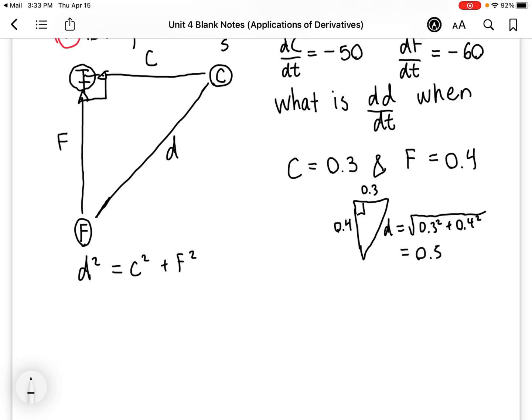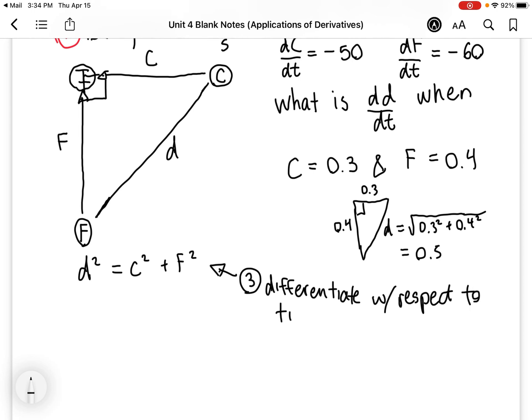Okay, now I'm ready to differentiate this with respect to time. So this is going to be step 3. And what I'm going to hope is that I'm going to know everything once I differentiate except for dd by dt, because that's what I want to find out. Okay, so let's try that and see what happens.